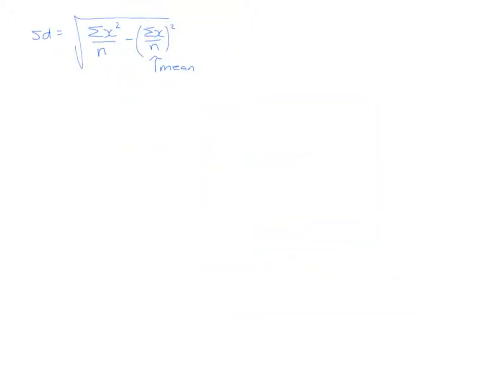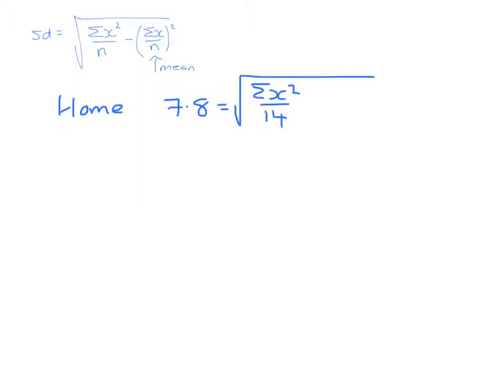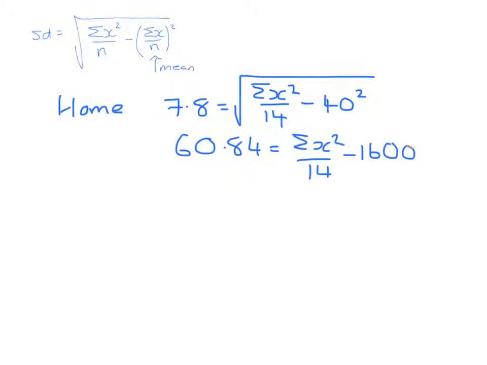For the home games, the standard deviation was 7.8. So the sum of x squared, there were 14 home games and the mean was 40. So again, squaring 7.8, we get 60.84 has to equal the sum of x squared over 14 minus 1600.